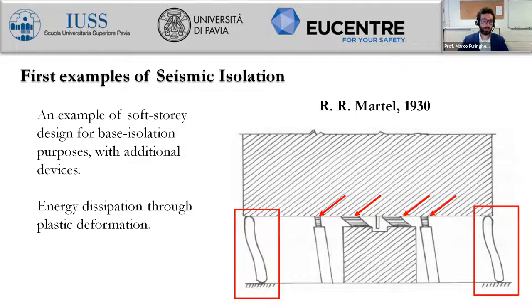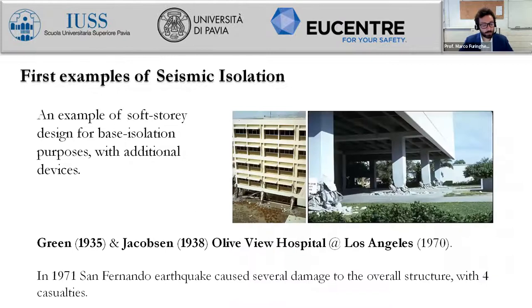Because if we assume that there is a soft story, we have to guarantee that all the elements can provide the actual behavior that we assume in design for the plastic hinges at the edges of the elements. And what has happened in the past is the following. This was one example of the soft story application for seismic isolation at the hospital in Los Angeles.